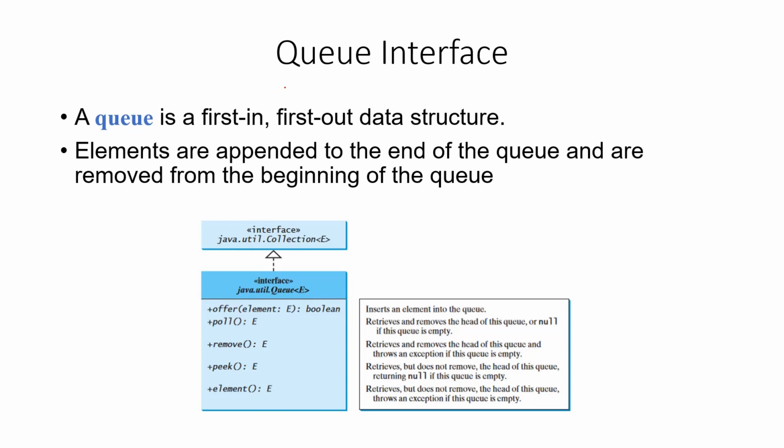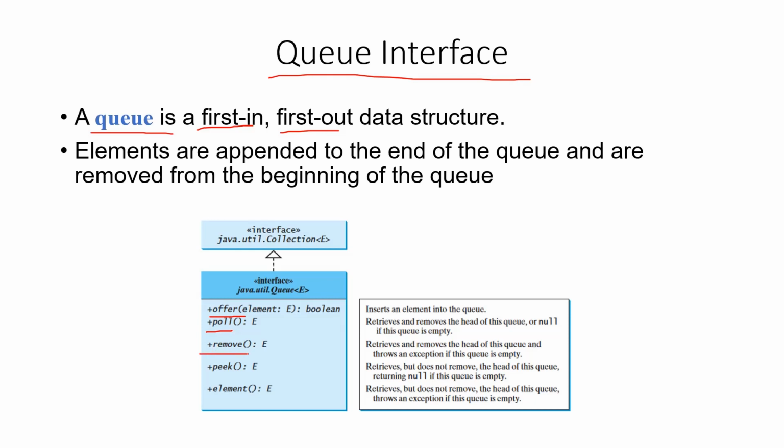The second is priority queue. It works on the principle of priorities of some specific elements. But first, let's talk about the queue itself. Queue, as I said before, works on the principle of first in, first out. And here it has the following methods. Offer adds an element to the queue. Poll retrieves and removes the first element in the queue.